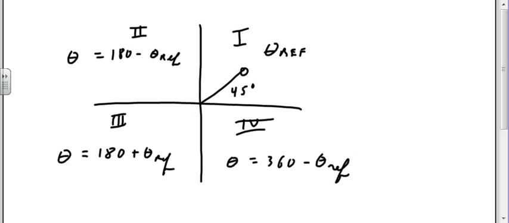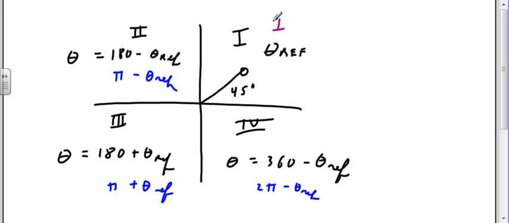And as soon as we get to radians, then this will be pi minus the reference angle, pi plus the reference angle, and 2 pi minus the reference angle. And so that's how I get my answer into the other quadrant when I know my calculator is giving me the wrong answer. In the case of a sine function, it's giving me a first or fourth quadrant answer. In the case of the cosine function, it's giving me a first or second quadrant answer. In the case of the tangent function, it's giving me a first or fourth quadrant answer.